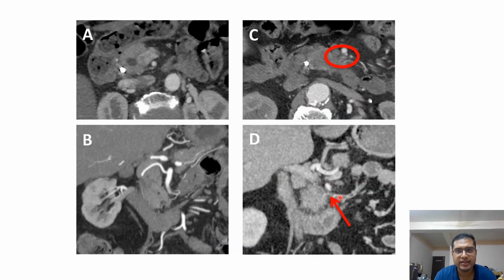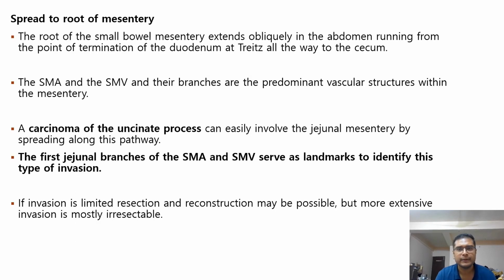On CT, this is how we assess. There is soft tissue around the celiac trunk as well as the SMA, which we can see on this contrast enhanced CT, and that is indicative of perineural invasion, which we should mention because it is a very poor prognostic factor.